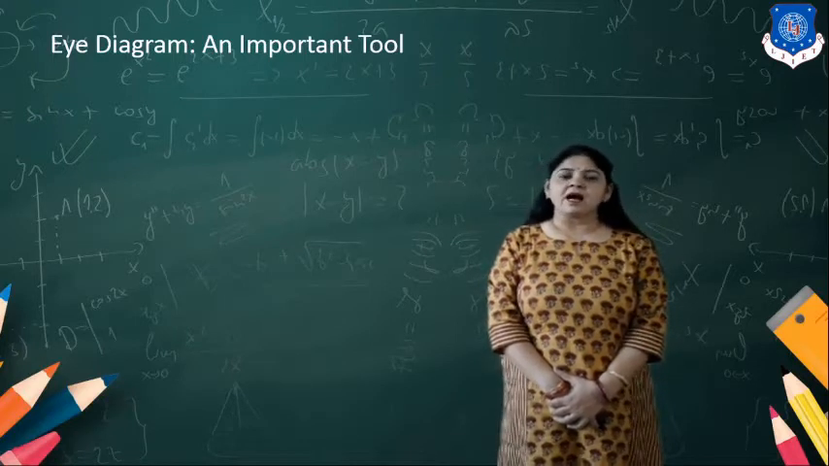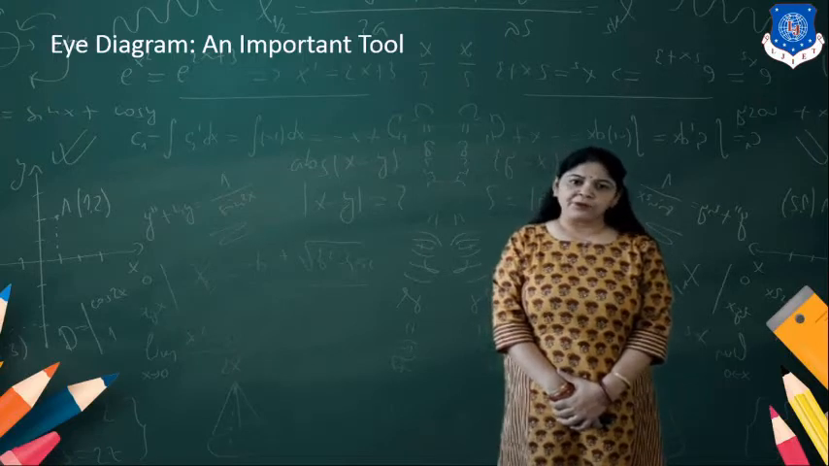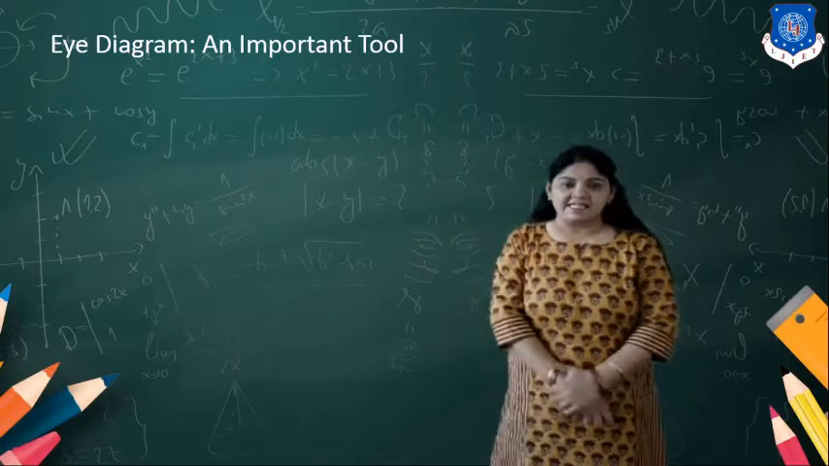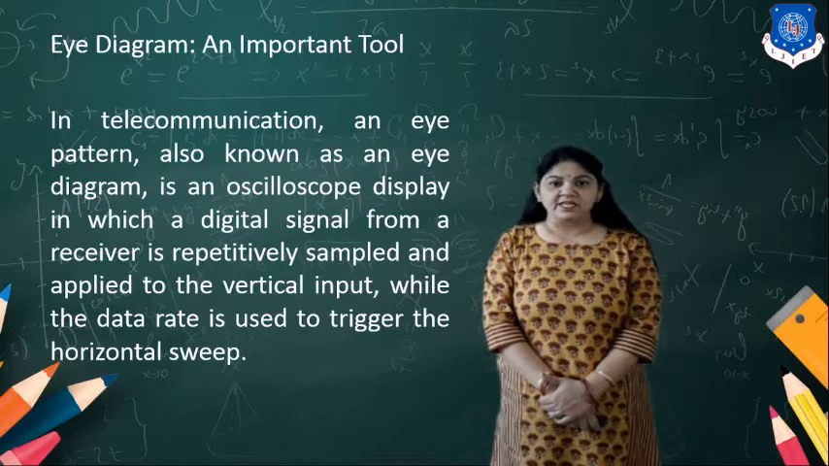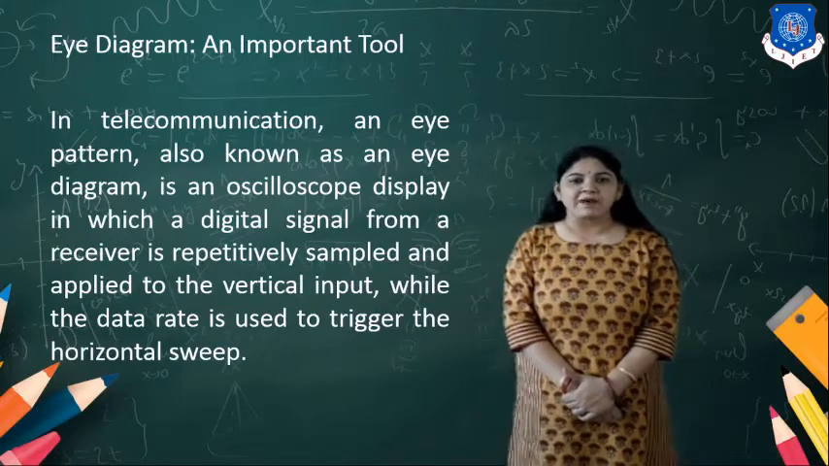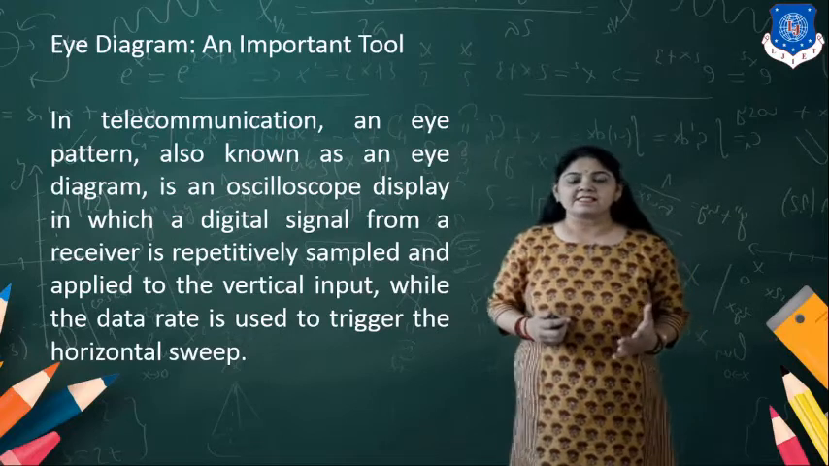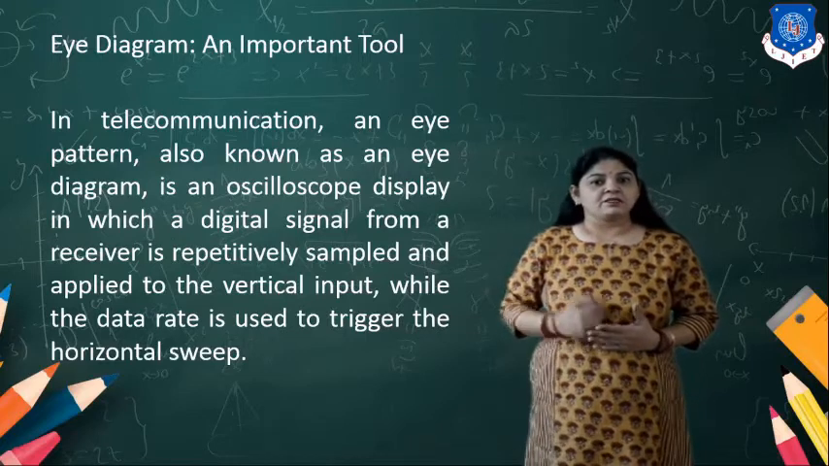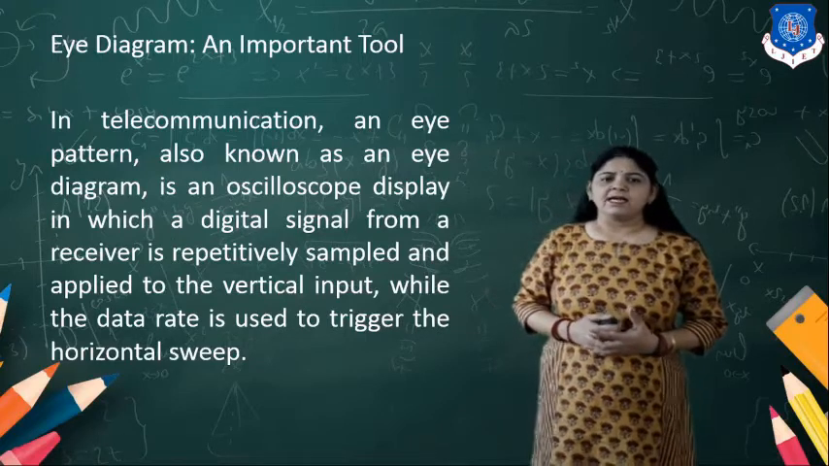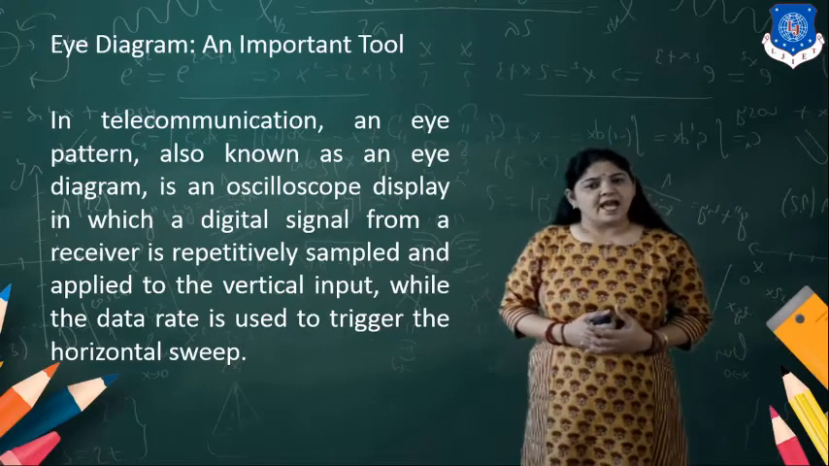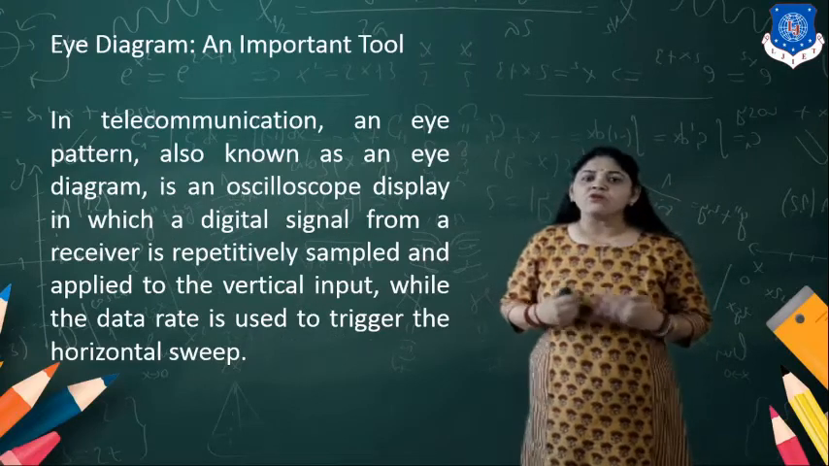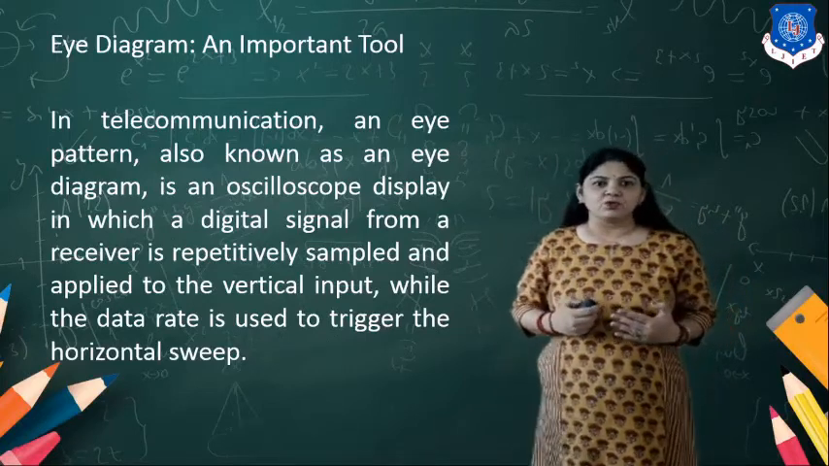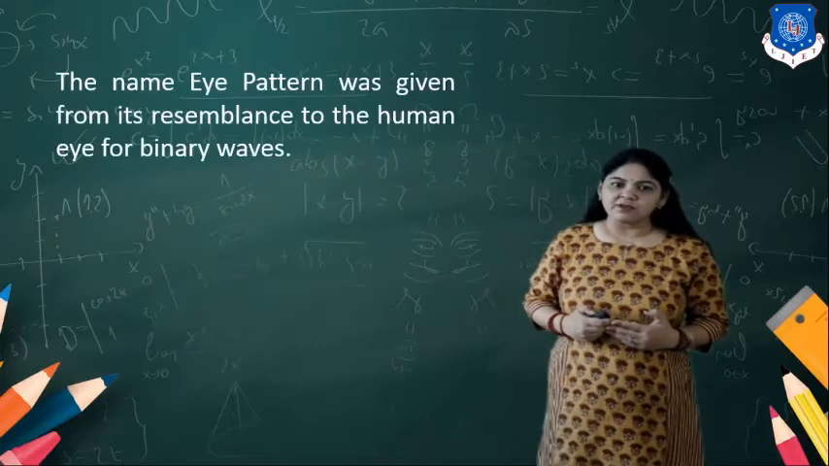the visual aspects of the particular component can be seen by using the eye diagram. It is an important tool in communication. An eye pattern, also known as the eye diagram, is an oscilloscope display in which the digital signal from a receiver is repetitively sampled and applied to the vertical input of the CRO, while the data rate is used to trigger the horizontal sweep.